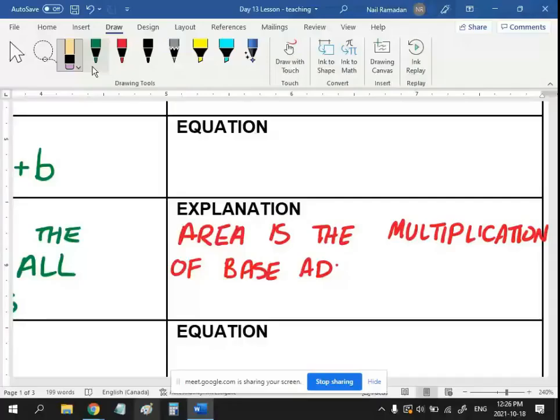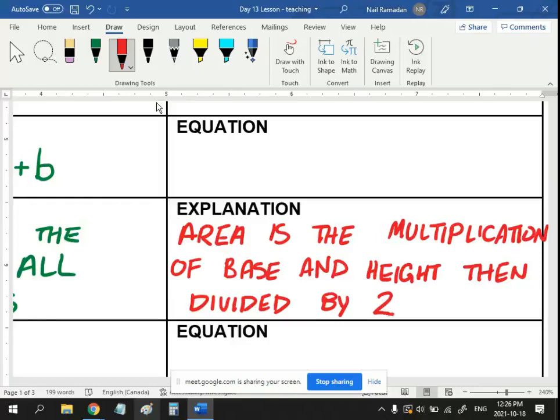Area. Go ahead and write this down in the explanation box. Area is the multiplication of base and height. So how would that look when you do the equation?